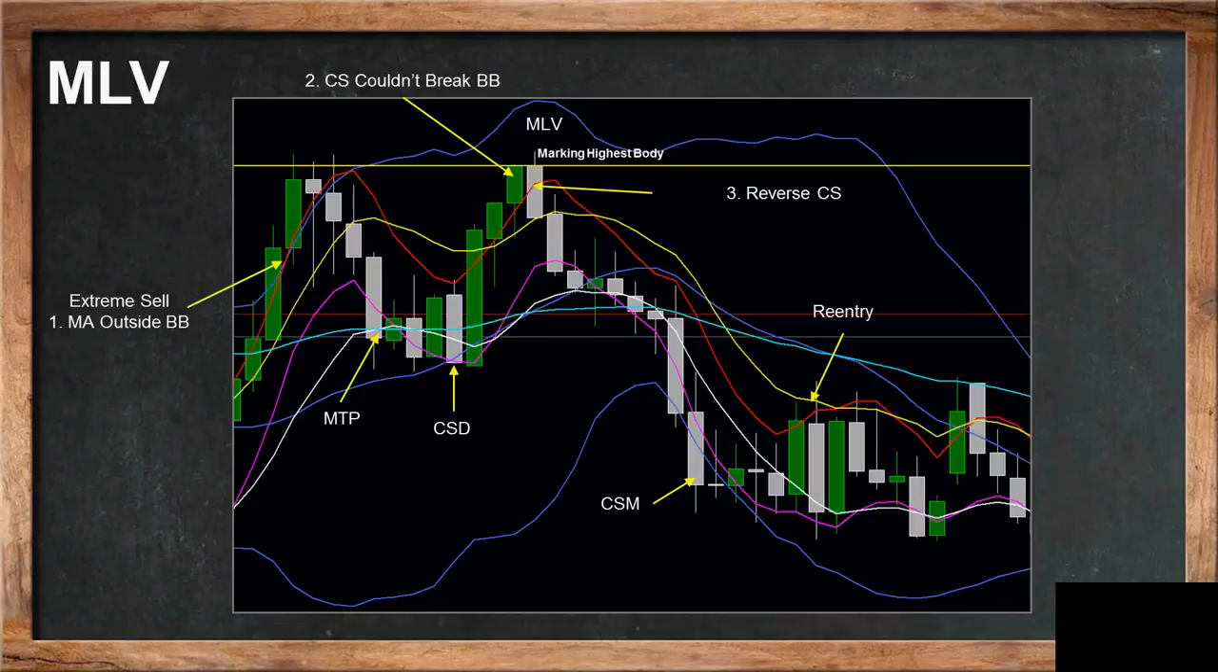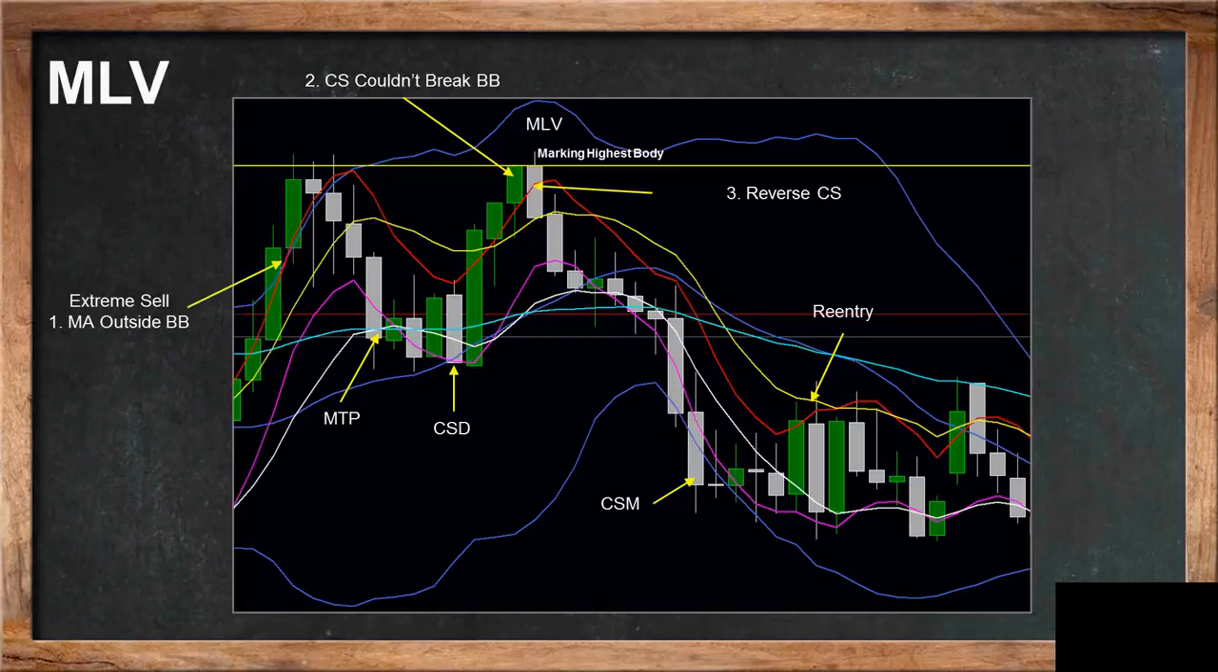So here is a good example of extreme. We have extreme, MA outside of the Bollinger Band. You have reverse, so you mark the highest body, and this is the retest. After the retest candle, you have TP wajib, or mandatory take profit, at MA low, or Malo 5, Malo 10, or mid BB.